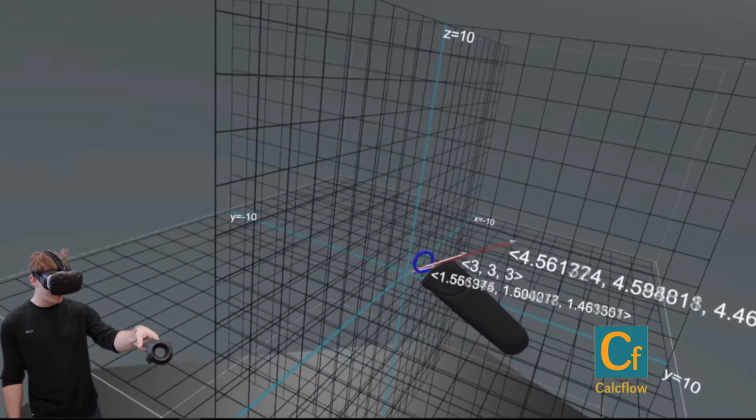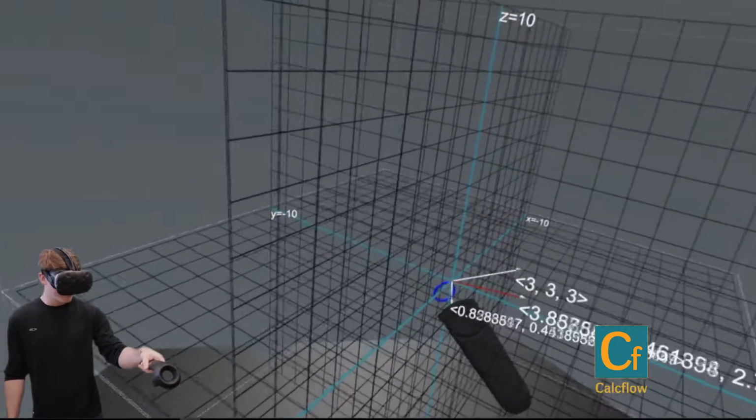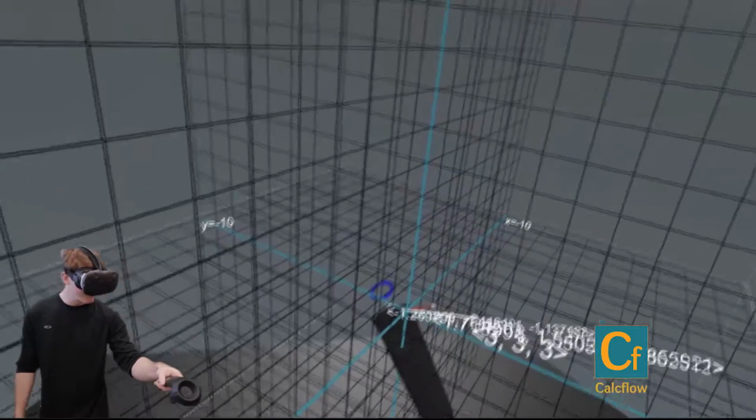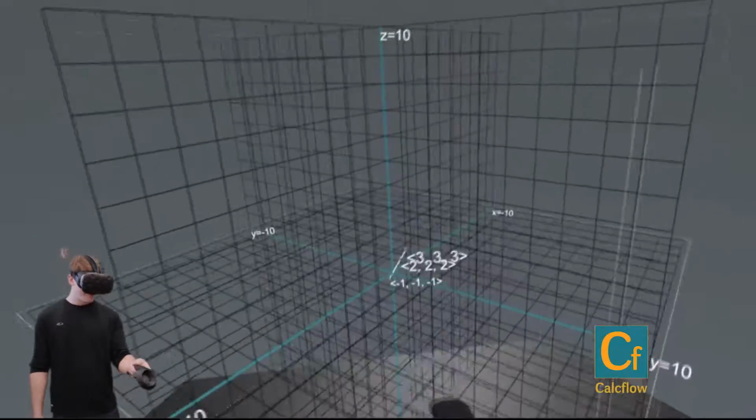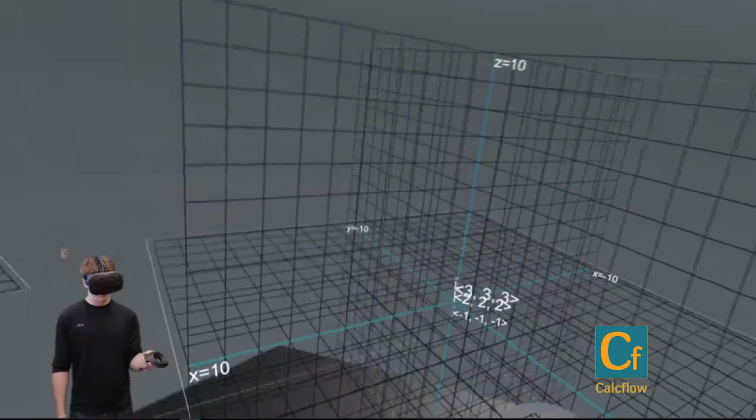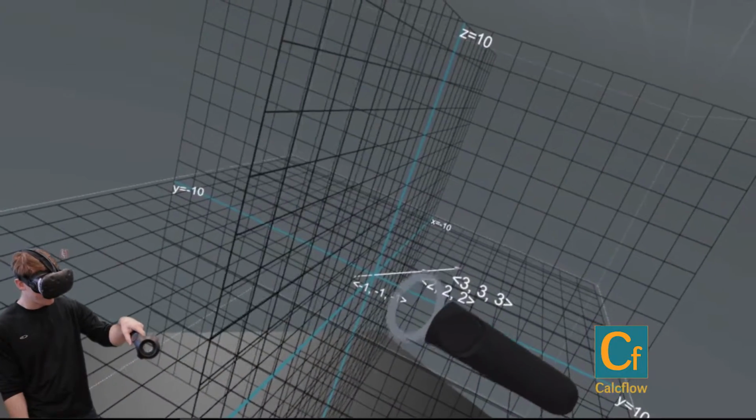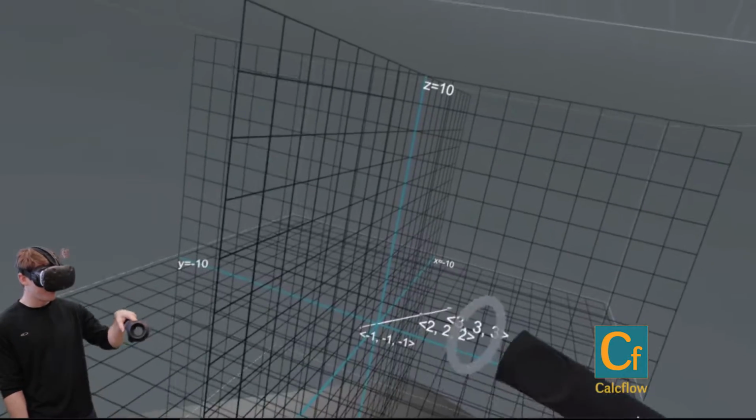Let's do something a bit more complex. Why don't we make it a negative vector? So we make it negative 1, negative 1, negative 1. So we see that that now makes our added vector 2, 2, 2.